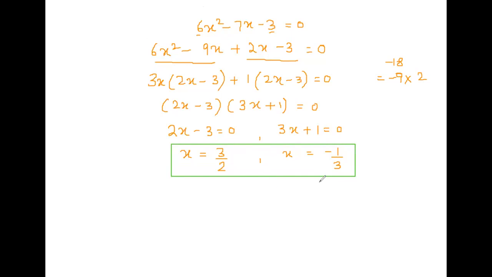Now we are going to use these zeros to find the relationship between the zeros and the coefficients. So let these zeros be alpha and beta. Let alpha be equal to 3 upon 2 and beta be equal to negative of 1 upon 3. Now we can verify using the relations. So the relationship was the sum of zeros was equal to negative of b upon a, and the other relation was that the product of zeros was equal to c upon a.